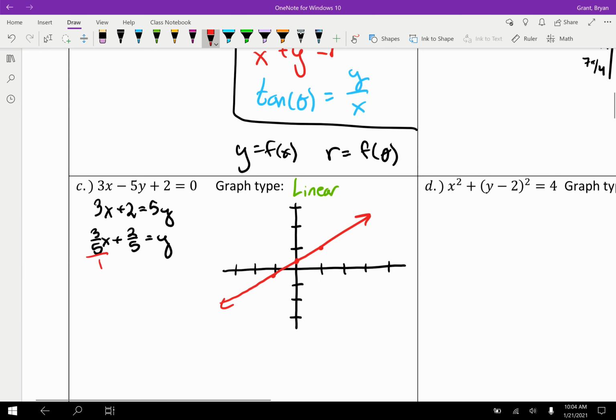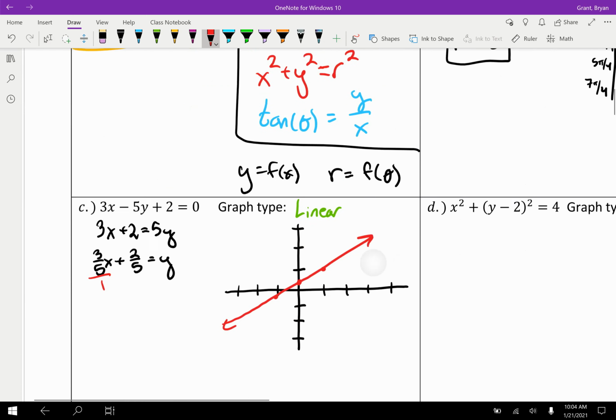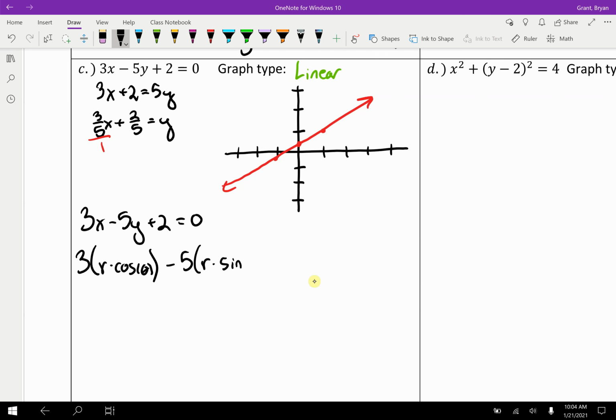Now we already saw a linear function before. It was horizontal, but it had the sine in the bottom and the y-intercept on the top. So let's see if anything like that happens this time. The process, luckily, is really the same. So we have 3x minus 5y plus 2 equals 0. Let's replace the x with its r cosine of theta, and then replace the y with r sine of theta, plus 2 equals 0. And that is our equation.